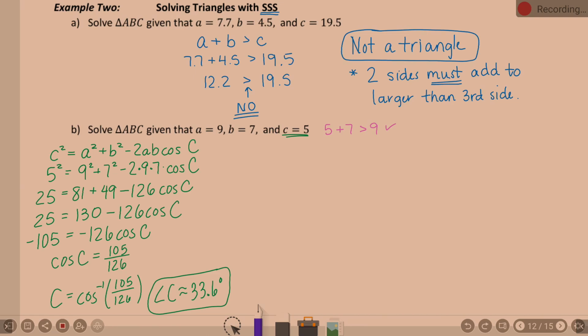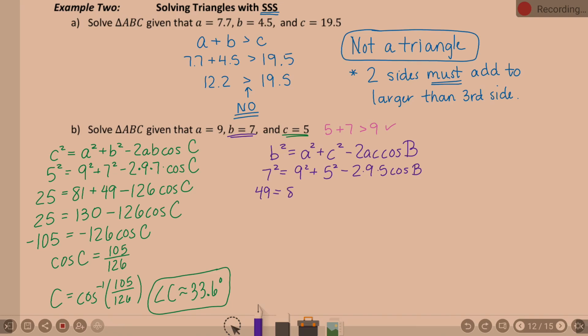We are finding B because it is the next smallest. So in order to find angle B, I'm going to use the equation that starts B squared equals A squared plus C squared minus 2AC cosine of angle B. Are you figuring out how to pick which formula you need with a little bit of practice here? Fill in what you know. 7 squared equals 9 squared plus 5 squared minus 2 times 9 times 5 times cosine of angle B.